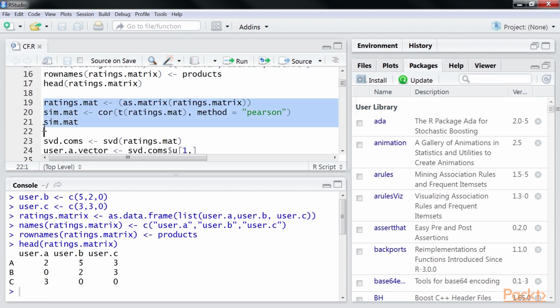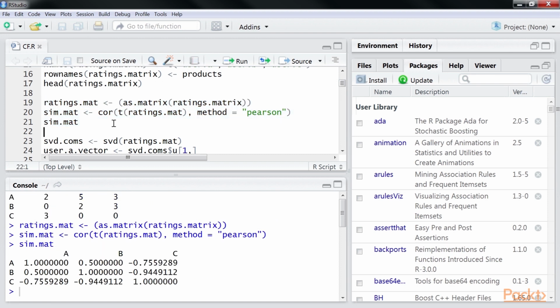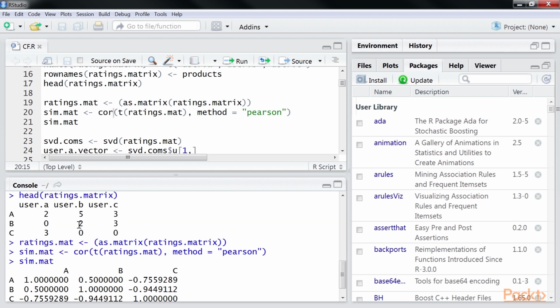Let us use this ratings matrix to build a product similarity matrix. We are using the cor function from the base package to calculate the similarity matrix. Let us say we want to find the ratings for product B for user A. The most similar product to product B is A, as it has a higher score compared to C. In a real-world example, we will have multiple similar products.